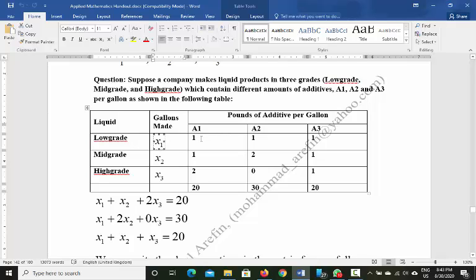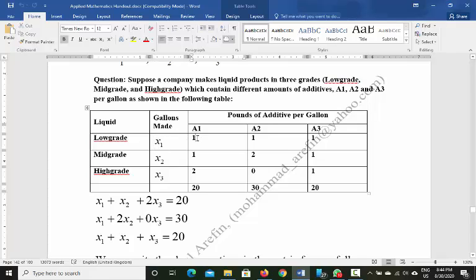In every gallon of low grade liquid, she is saying pounds of additive per gallon. In every gallon of low grade liquid, 1 pound of A1 additive is there. So if we produce 1 gallon of low grade liquid, we have 1 pound of A1 there. But we are producing x1 gallons of low grade liquid.